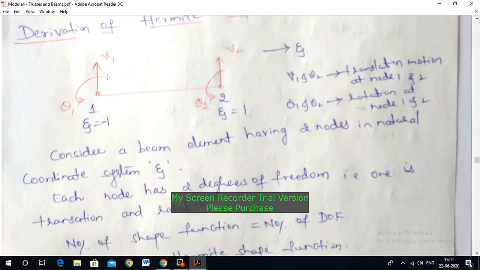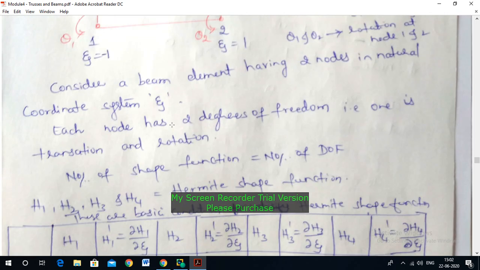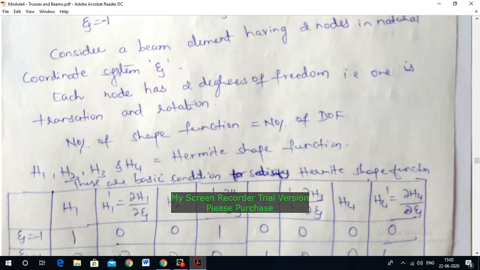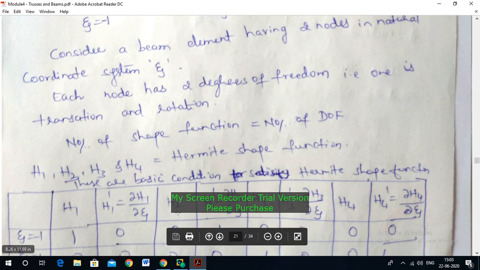The beam element consists of two nodes, and each node has 2 degrees of freedom. The total number of degrees of freedom for this beam element is 4, and therefore the number of shape functions of the beam element is always equal to 4. Those 4 shape functions I will call capital H1, H2, H3 and H4, and these shape functions are called Hermite shape functions.